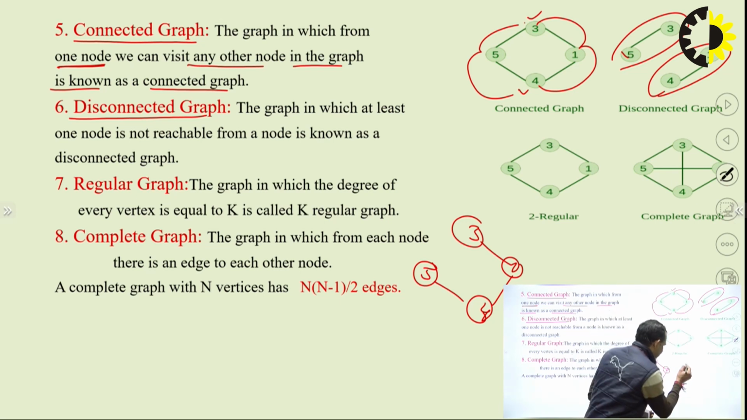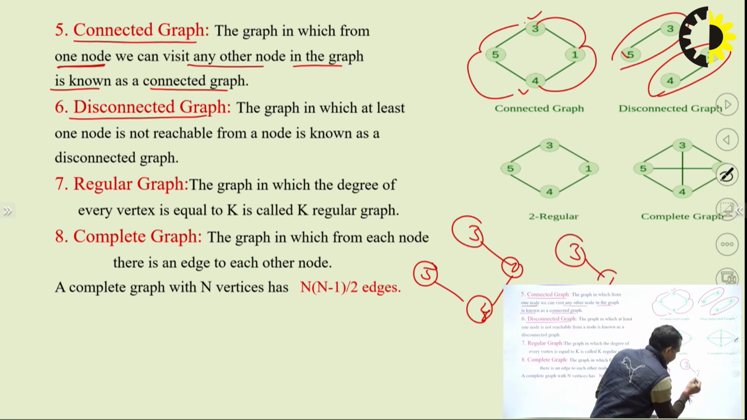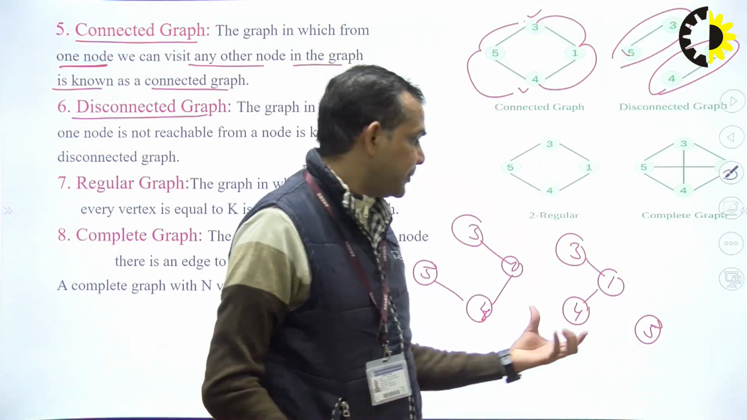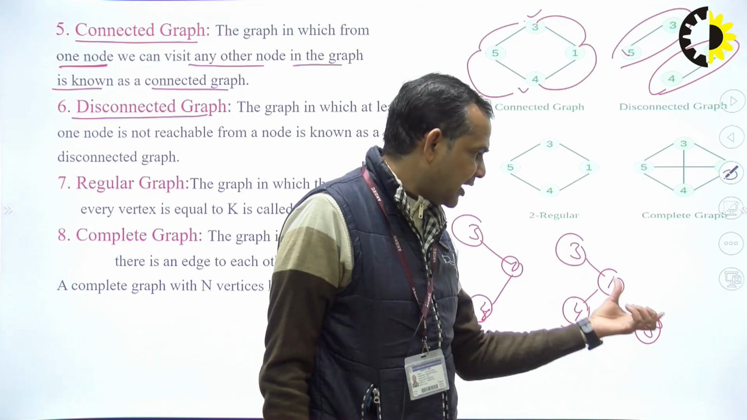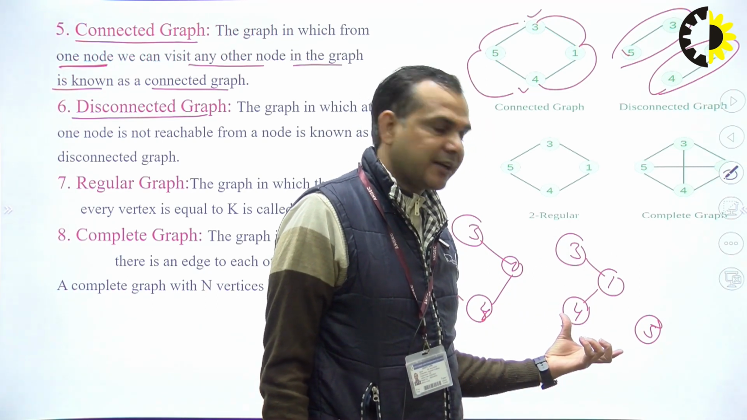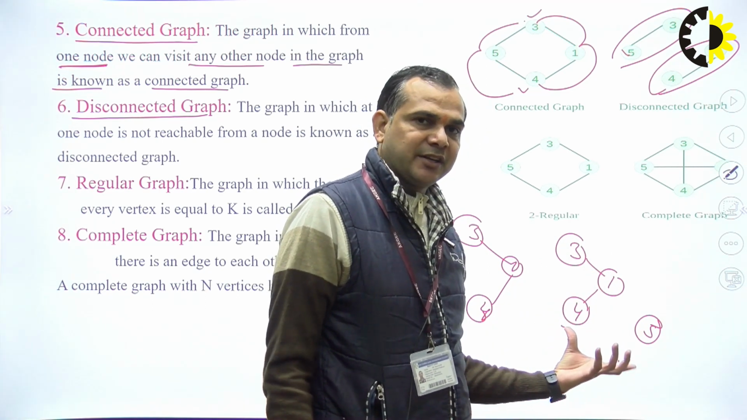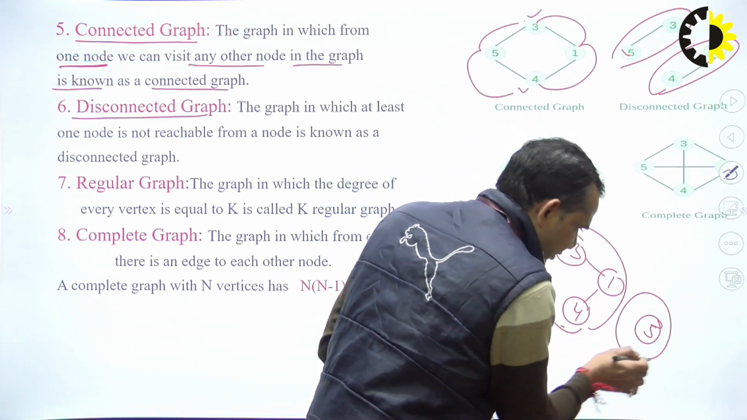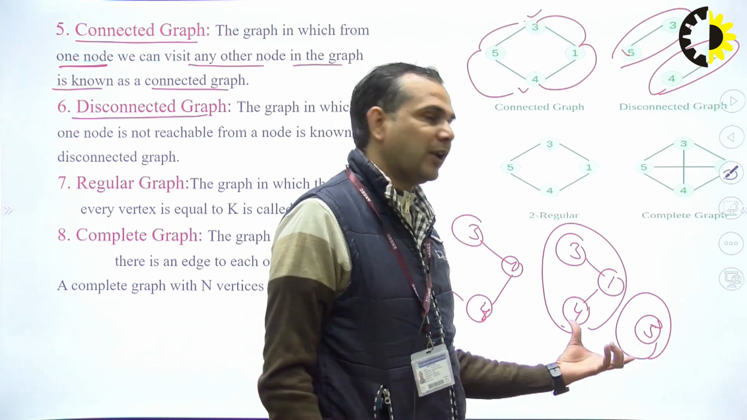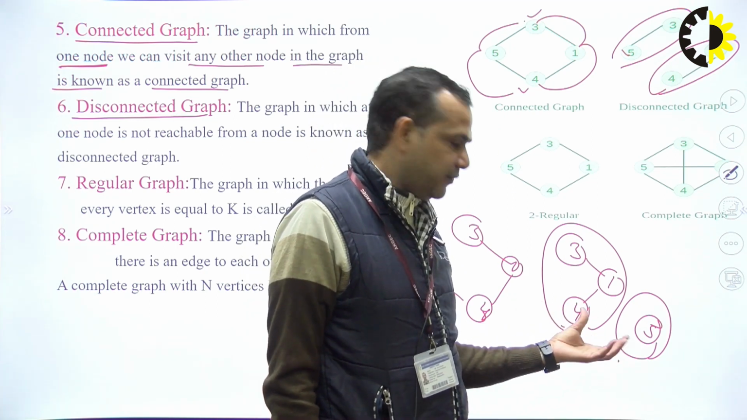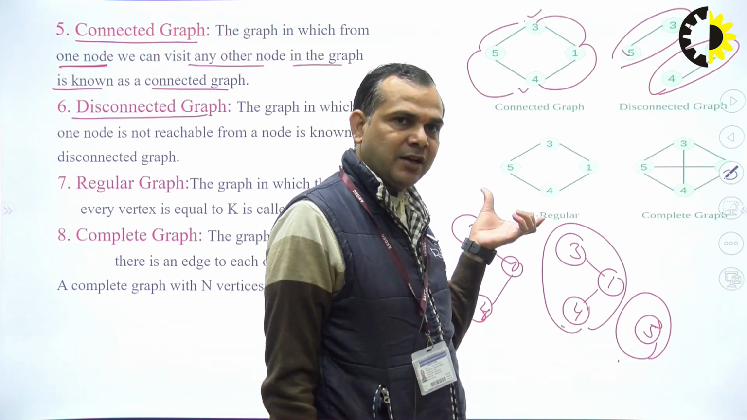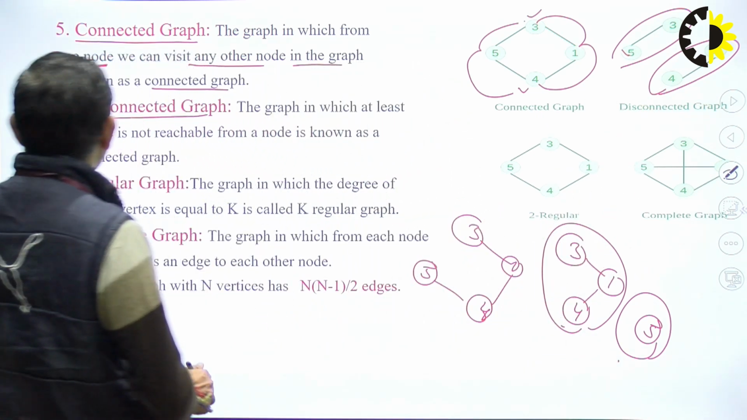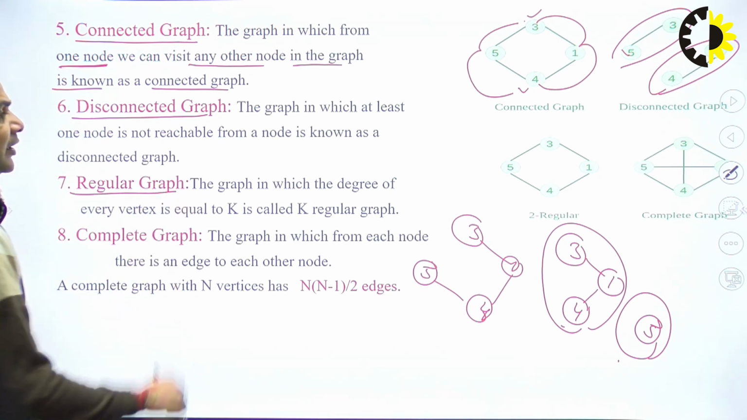If I again draw this, so this is not a connected graph. If all the nodes are connected, that is a connected graph. Otherwise this is the disconnected graph. I can further say that this is my graph 1, and suppose this is graph 2, so I have two graphs, and these are not connected. If they are connected, this is one connected graph. Otherwise this is the disconnected graph. Okay, next one is the regular graph.